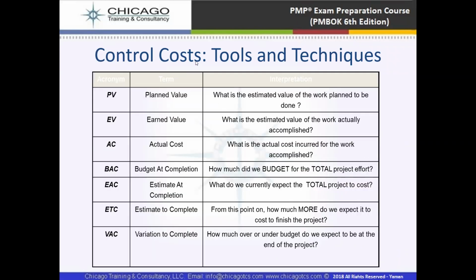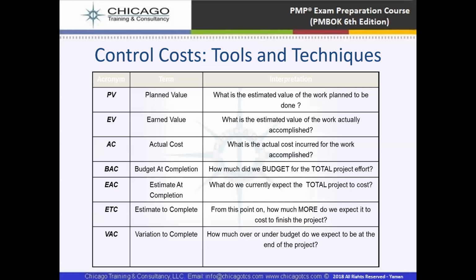Now these are some acronyms used for the terms and their interpretation. PV is plan value. EV is earned value. Plan value is the estimated value of work planned to be done. Earned value is the estimated value of work actually accomplished. It means the work actually done is called earned value. Actual cost is how much the actual cost was for the work accomplished. It means the expenses on the project are called the actual cost.